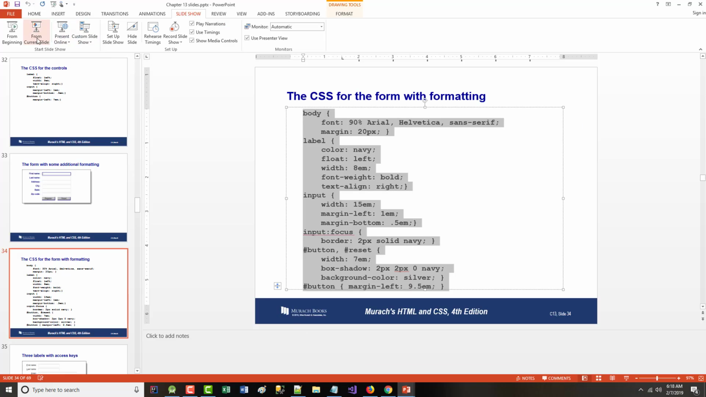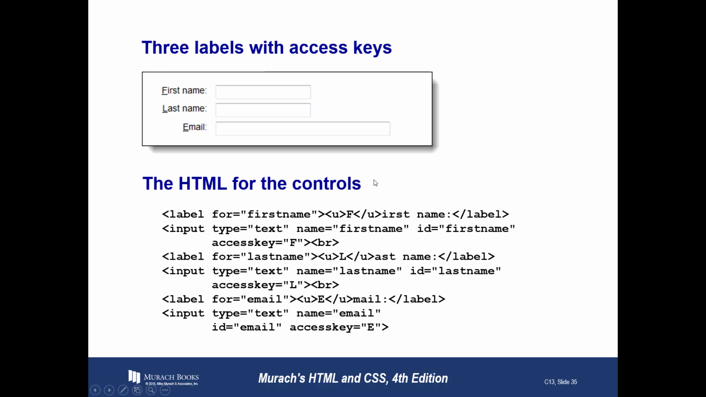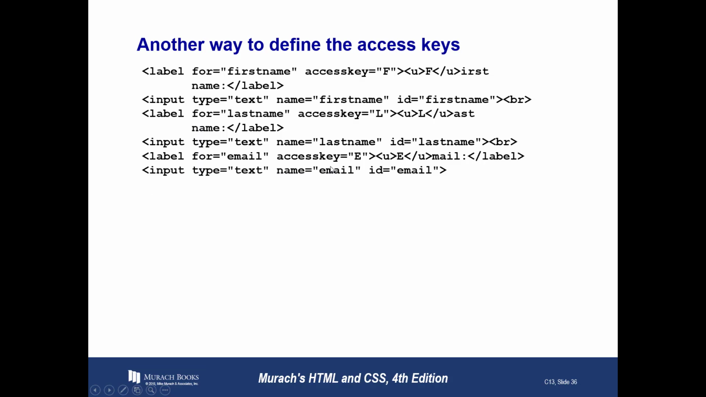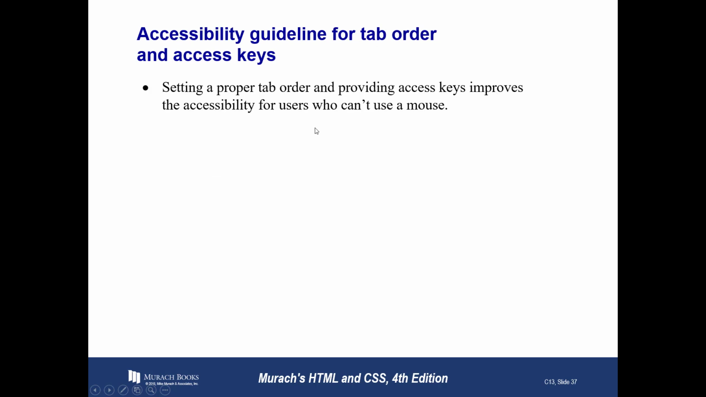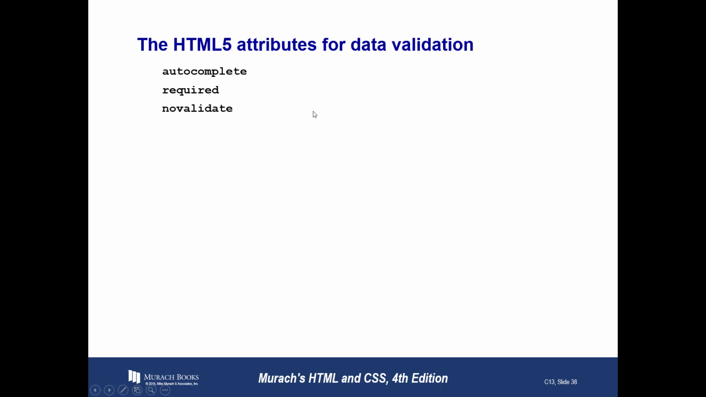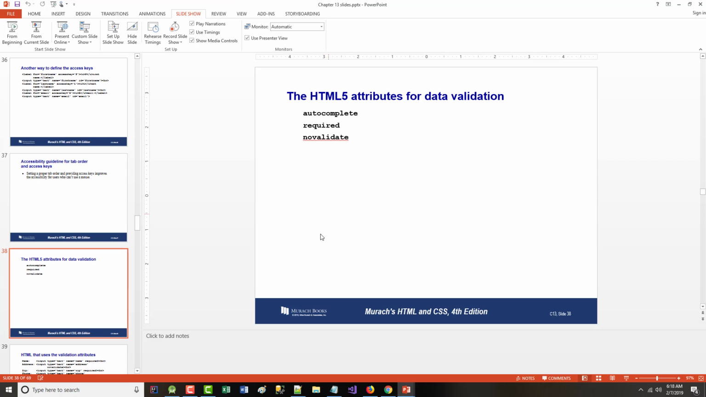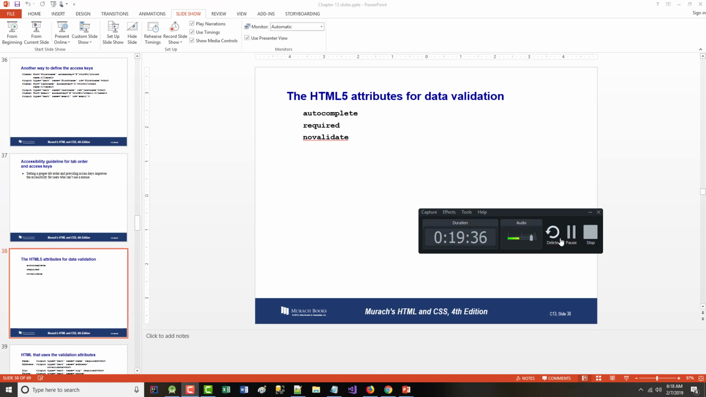Let me go a little further, and we will have a part 3 for this. Access keys: if I set an access key, that means I can usually either do a Control F or an Alt F in this example to bring something up. Accessibility guidelines: having a nice tab order can make it easy for a person who has a harder time using a mouse to get their way around the screen. And again, we're at 20 minutes. So before I go into autocomplete, required and no validate, let's stop with part 2 here, and then we'll pick it up with part 3 in just a couple minutes.